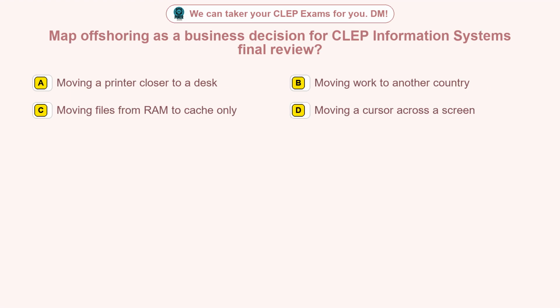Question 97. Map offshoring as a business decision for CLEP Information Systems final review. Option A. Moving a printer closer to a desk. Option B. Moving work to another country. Option C. Moving files from RAM to cache only. Option D. Moving a cursor across a screen. The correct answer is option B. Moving work to another country.